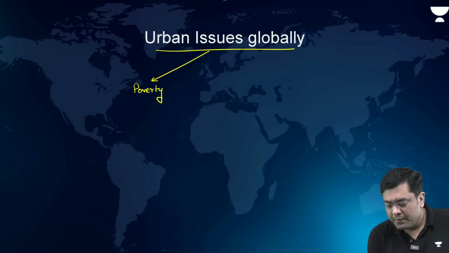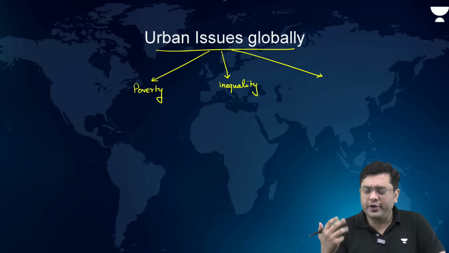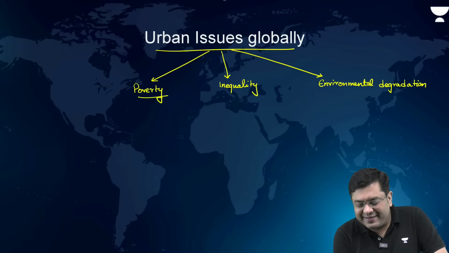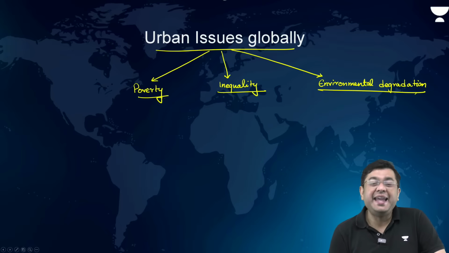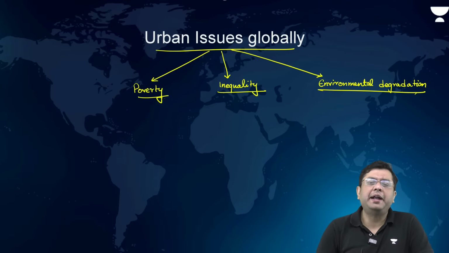then you have inequality, then you have various types of pollution: air pollution, water pollution, land pollution, noise pollution. So that is environmental degradation. Now basically, all these three major issues get exaggerated in the global cities with the aspect of climate change.